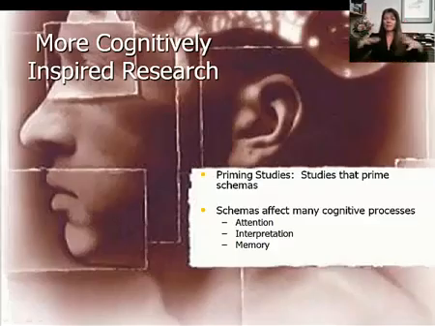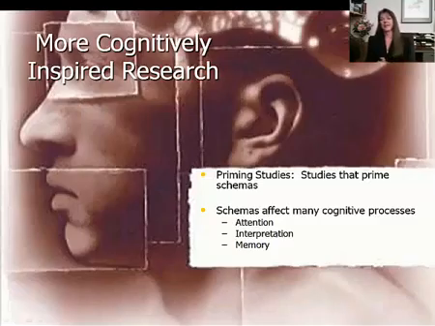So personal constructs are like huge schemas, right? Now we're talking about the same idea. It really affects everything in your cognitive processes. So not just how you interpret the world, but what you pay attention to, what you tend to remember, and so on and so forth. Okay? So schemas affect many cognitive processes.